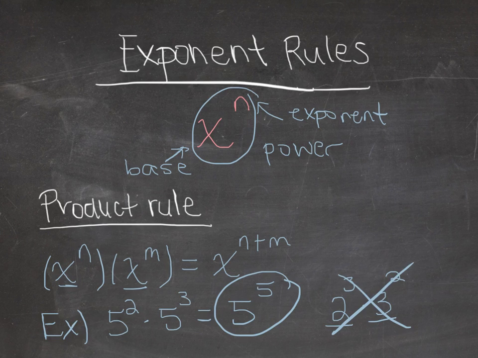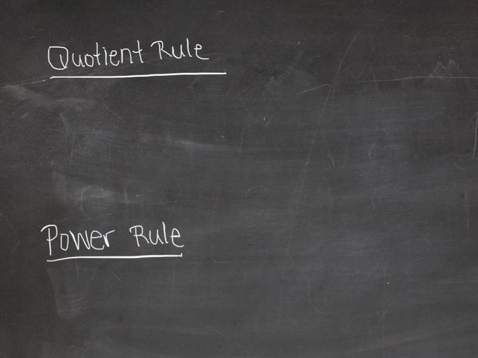Okay, let's look at a few more rules. I also have the quotient rule. If I have something like x to the m over x to the n, again, it's important that you have the same base. What I can do there is bring them together by subtracting the exponents. That's the same thing as x to the m minus n.